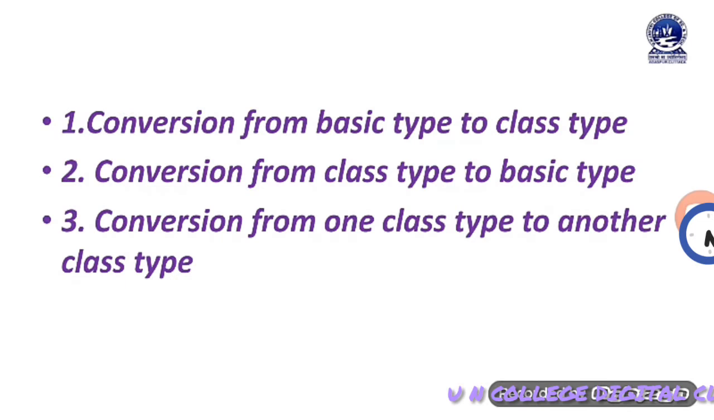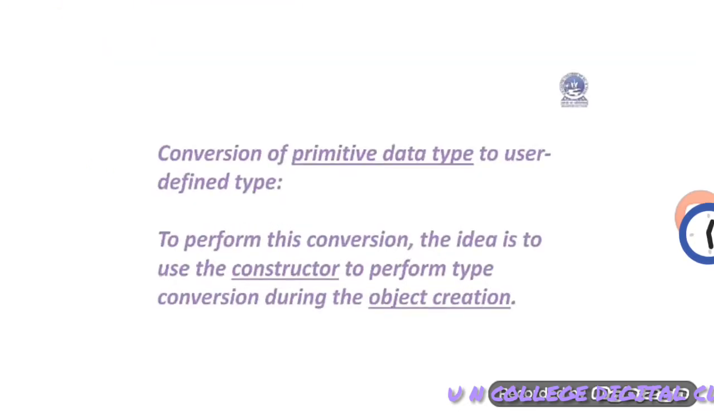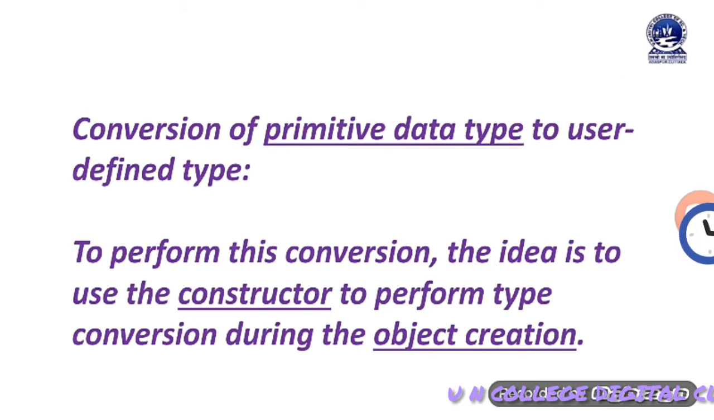Those are conversion from basic type to class type, conversion from class type to basic type, and conversion from one class type to another class type. Here the first one is conversion from basic type to class type. It means that we need to convert the primitive data types, like int, char, float, to class type. To perform this conversion, the idea is to use the constructor to perform type conversion during object creation.